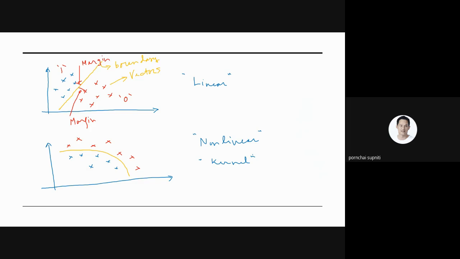In addition to this, there are also some other key parameters involved when people talk about SVM.